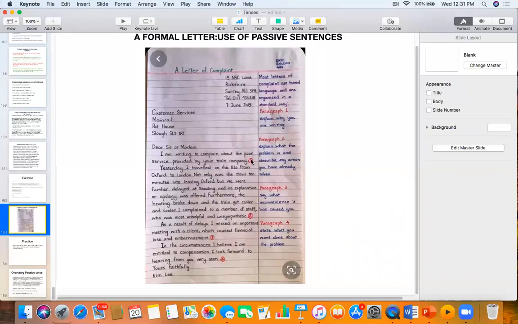Really company service quality. Yesterday, I traveled on the 8:20 from Oxford to London. Not only was the train 10 minutes late leaving Oxford, but we were further delayed at Reading and no explanation or apology was offered. Furthermore, the heating broke down and the train got cooler and cooler. I complained to a member of staff who was most unhelpful and unsympathetic.